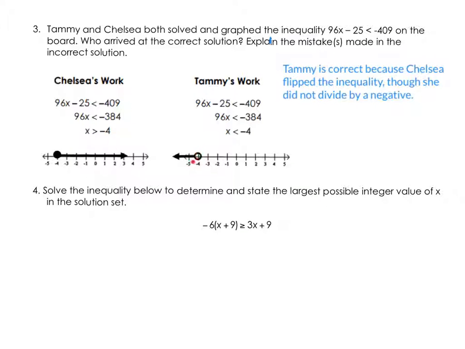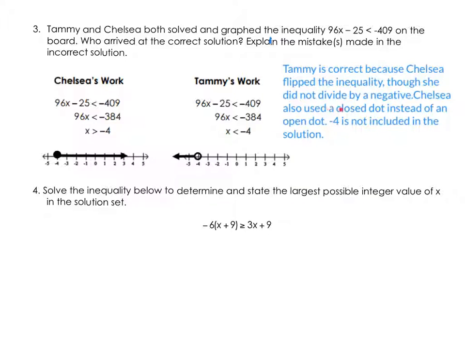So Tammy used an open circle, and I think that's correct because the inequality sign does not include an equal sign. So it's just less than, not less than or equal to. So I just wrote that up saying that Chelsea also used a closed dot instead of an open dot. Negative 4 is not included in the solution.